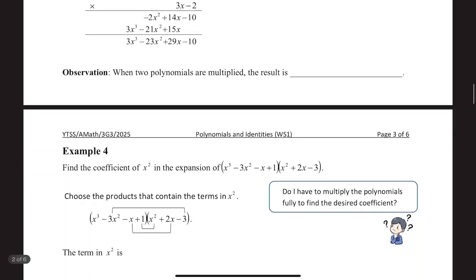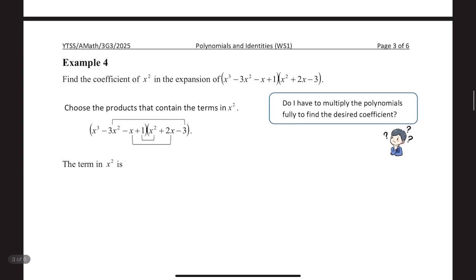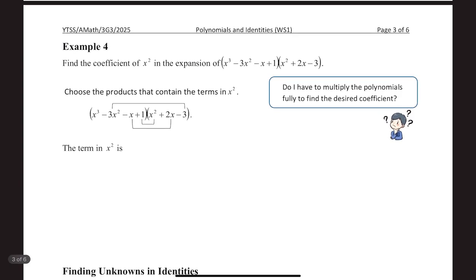Alright, so now let's look at example 4 now. Okay, example 4. The question now says, find the coefficient of x squared in this expansion over here. So if you think about it, do you need to multiply everything term by term, then after that go and simplify everything just to find your x squared term over here? You can do that, but that is not the best move. Because as A-math students, you need to find much smarter ways to solve the questions in a much faster method. So over here, we have to analyze this expansion here.